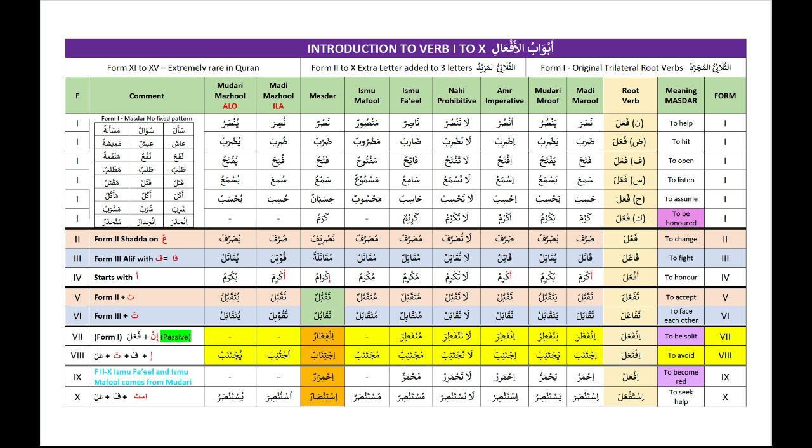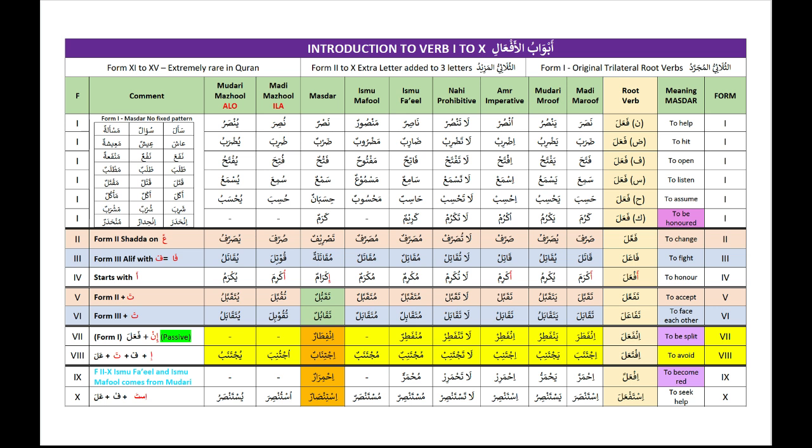We are on the next group of verbs which are form 2 to form 10. Form 2, fa'ala. Form 2 example, sarrafa. Sarrafa means to change. Sarrafa yusarrifu sarrif, la tusarrif. Musarrifun musarrafun, tasrifun. Surrifa yusarrafu. Next form 3, qatala. Qatala yuqatilu qatil, la tuqatil. Muqatilun muqatalun, muqatalatun. Qutila yuqatalu.